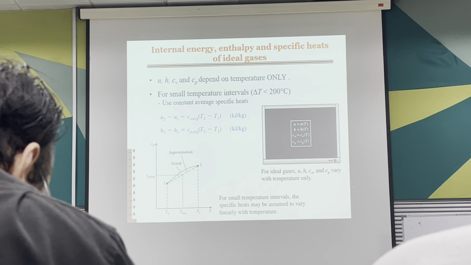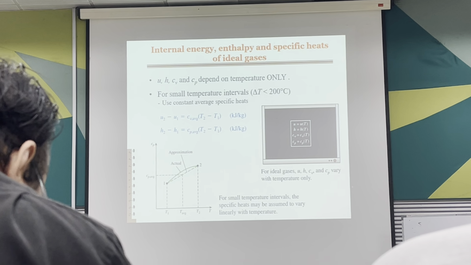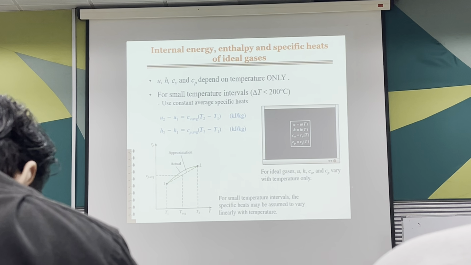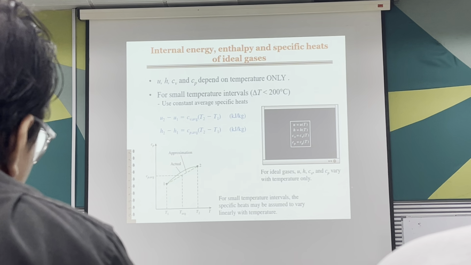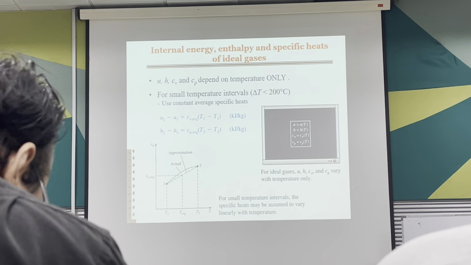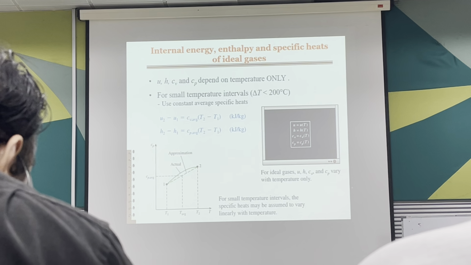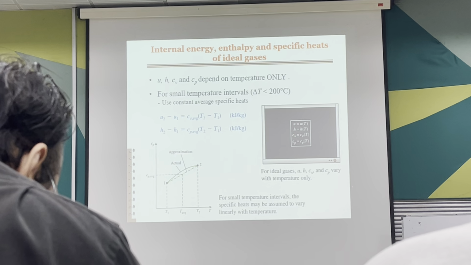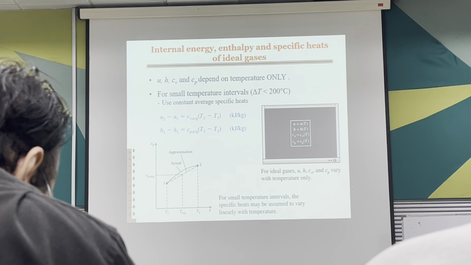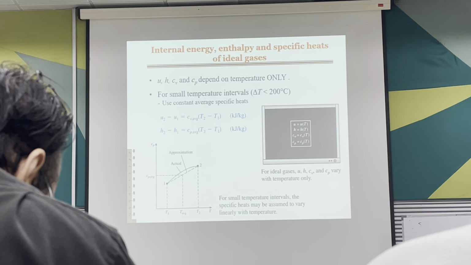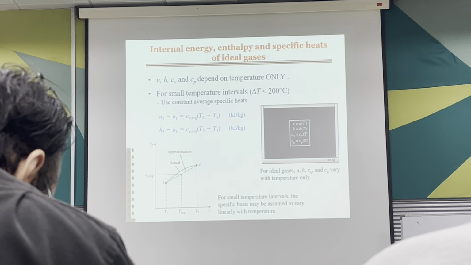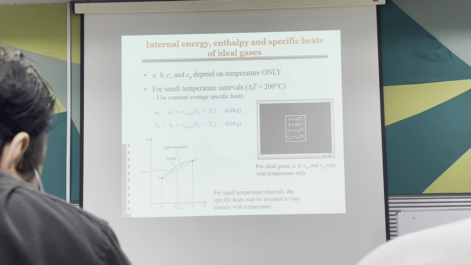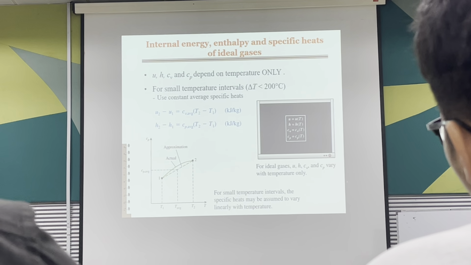So for a small temperature interval, the specific heat, okay, let me rephrase again. Here we are saying that u, Cv, and Cp depend on temperature only. So if the temperature interval is very small, we can use the average Cp or Cv value. The relationship is actually not exactly linear, it's actually a curve. But if the difference is not very big, we are not saying that anything under 200 degrees Celsius you can use average. We are saying that if the difference between 1 and 2 is less than 200, you can just average it.